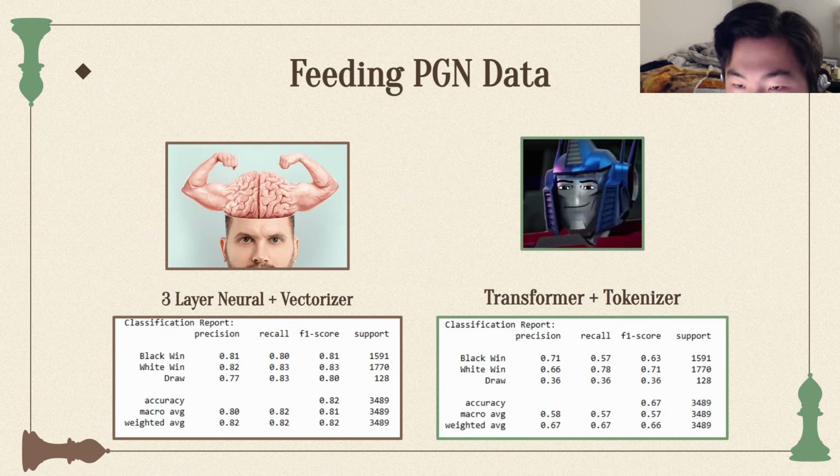I first used a vectorizer to transform the text and fed it into a 3-layer neural network. This actually worked pretty well and got the highest score of 82%. I then used a tokenizer to transform the games for the transformer, and it did the worst out of everything with 0.67, though that's still higher than the actual distribution of wins in the dataset.